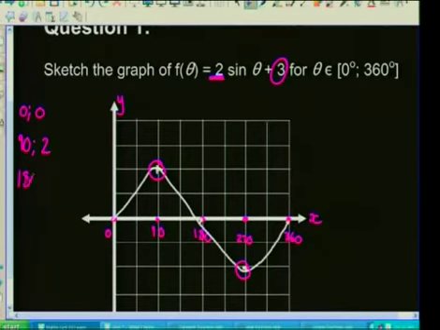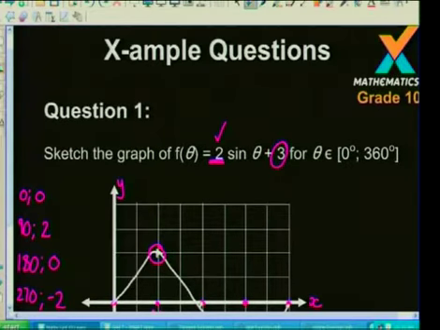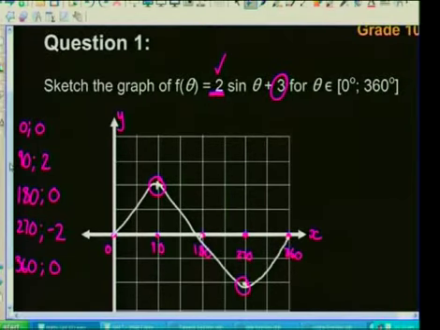Next is 180 and 0. That remains unchanged. 270, and this now is going to become minus 2. So I've considered that. 360 degrees and 0. Okay, so that means now I have considered my A value and I've looked at how that affects my coordinates. Now, this addition of the 3, that's my Q value.